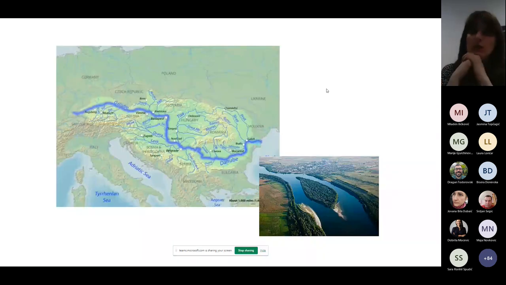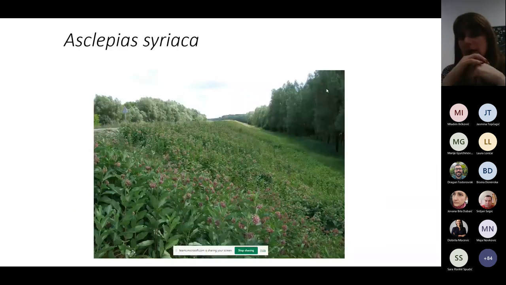And what are the corridors? Well, physical corridors, of course: floodplains, rivers and canals. For example, this is an embankment along the Danube, which is suitable habitat for this invasive species, Asclepias syriaca, which uses these banks to spread very quickly around Europe.